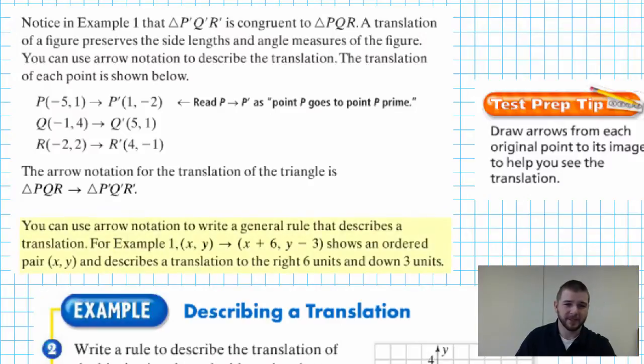You can also use arrow notation to write a general rule that describes a translation. For example 1, the point xy is translated to the point x plus 6. Recognize that as the transformation to the right 6 units, because an increase of 6 in the x direction means moving to the right. And y minus 3. Notice that means a decrease in the y value of 3. And as we know, a decrease in 3 in the y value means moving down 3. Note this arrow notation shows an ordered pair xy and describes a translation to the right 6 and down 3.